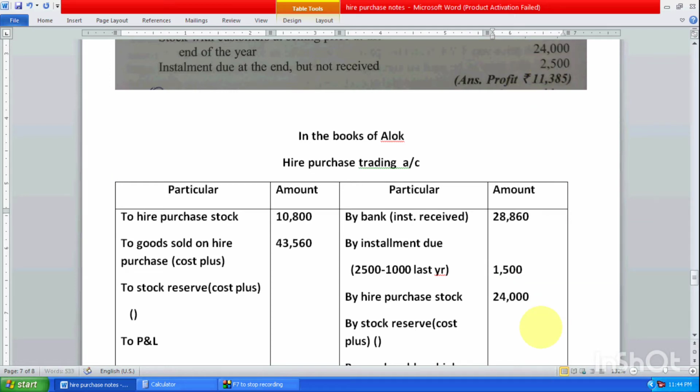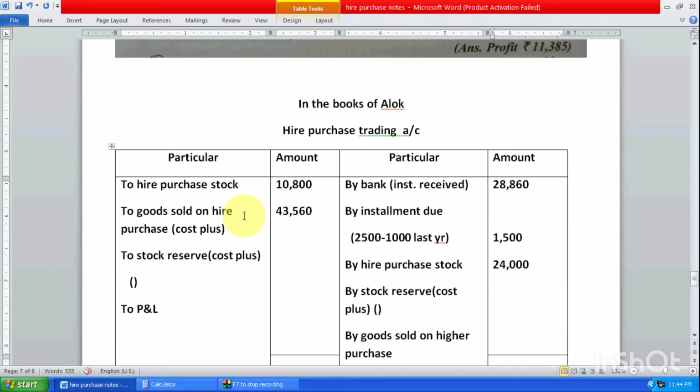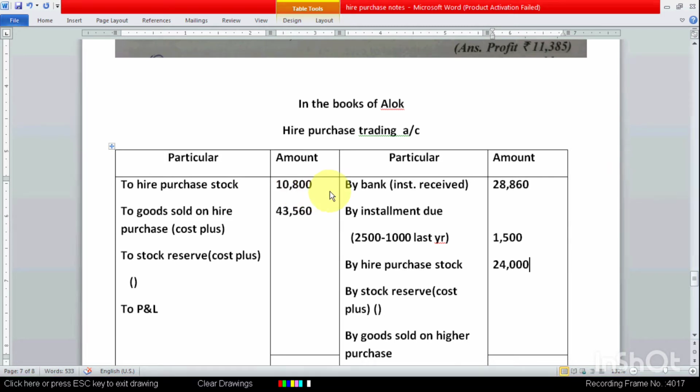Let's see hire purchase stock. What is it at the end of the year? Hire purchase stock is 24,000. So here is the opening stock, and there is the closing stock here. Here you can see there is opening stock.